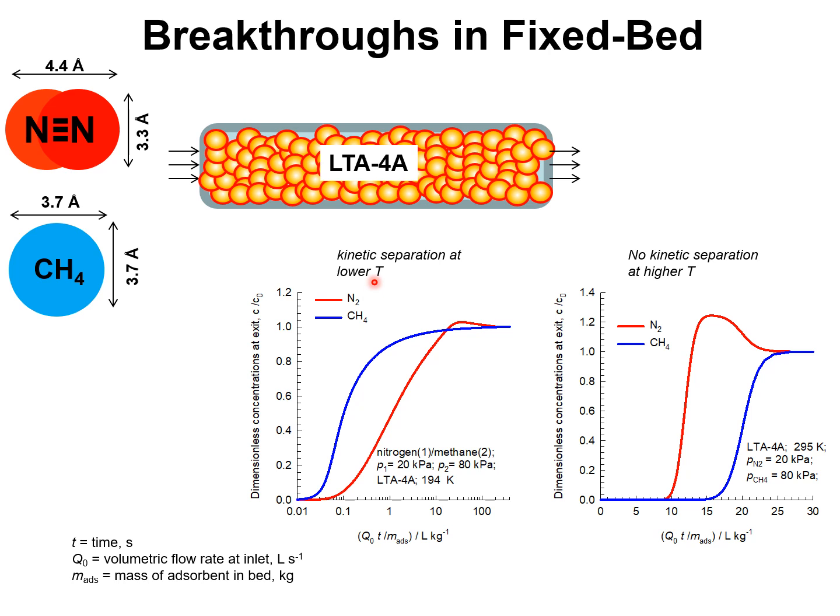Indeed, LTA-4A zeolite is able to produce purified methane only at cryogenic temperatures, and this is also the claim made in the patent that was awarded to Hapgood.